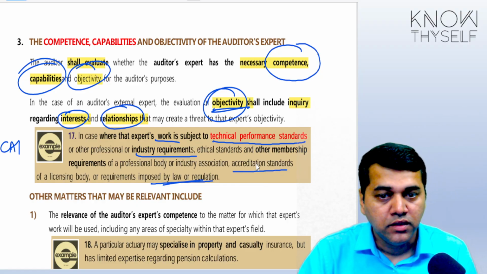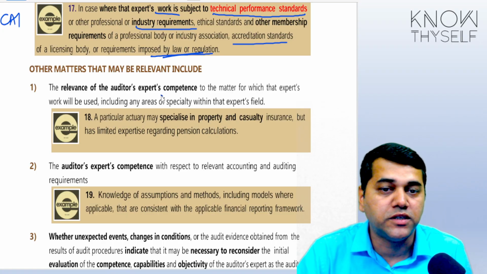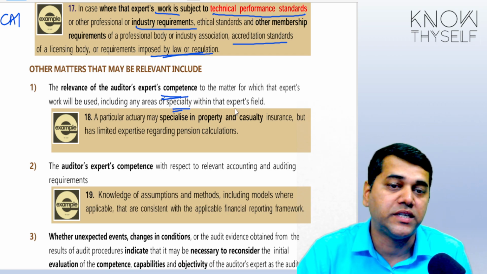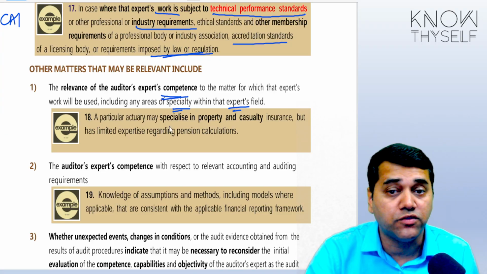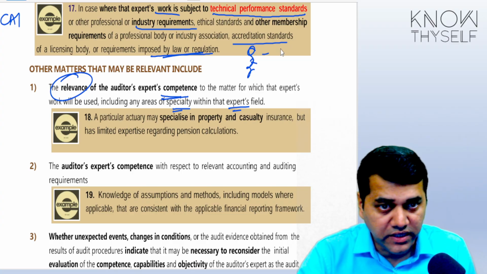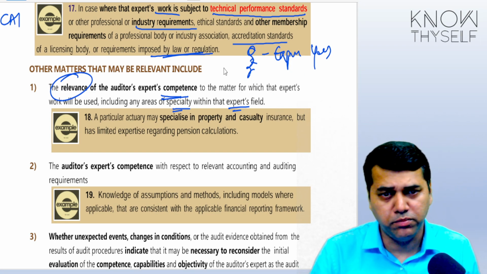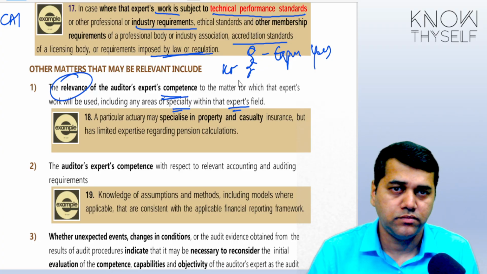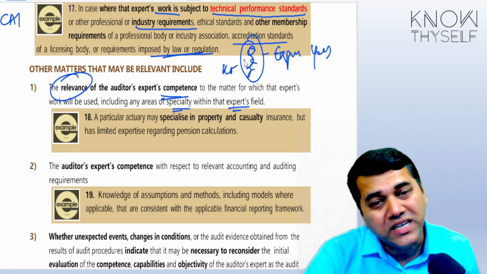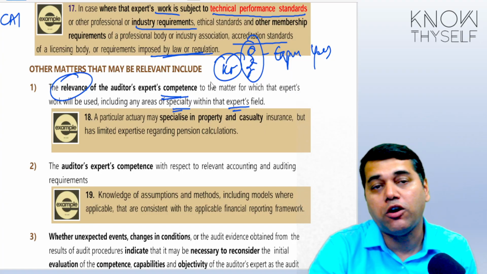I hope it's clear. Now, other matters that may be relevant include the relevance of the auditor's expert competence to the matter for which that expert's work will be used, including areas of specialty within that expert's field. What is this relevance of the matter? Like, there is one person called a heart specialist. First of all, is he an expert? Answer is yes. But if you go with any problem related to the kidney, will he be able to address it? He is an expert, but he is not relevant to you. So when you talk about any expert, they need to have that relevant competence.